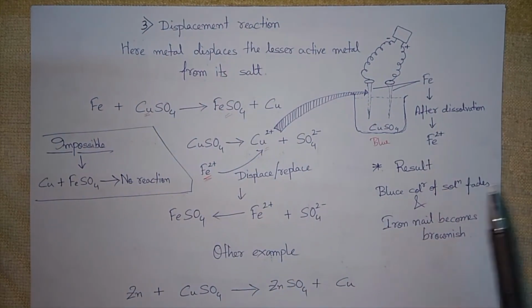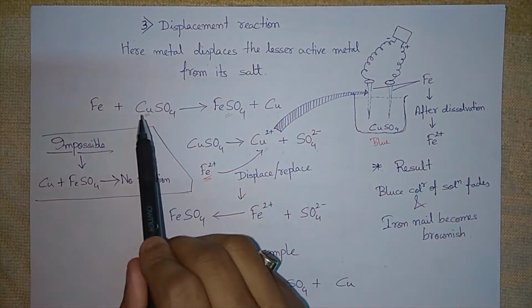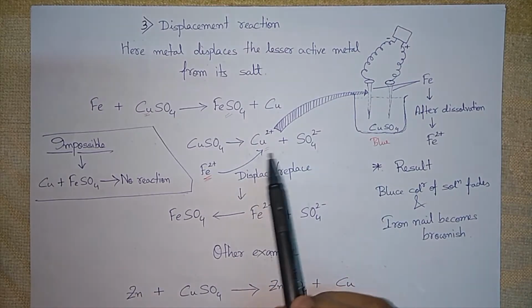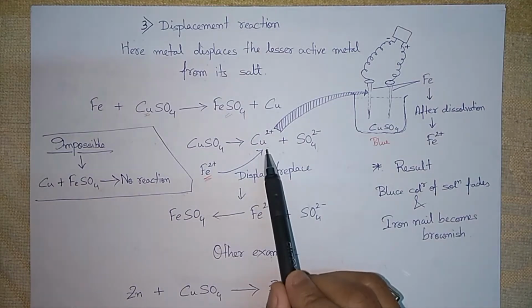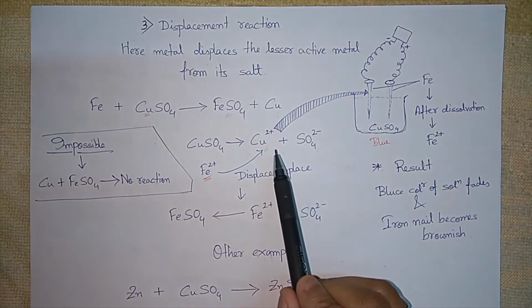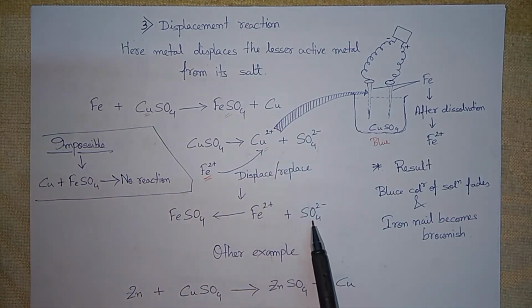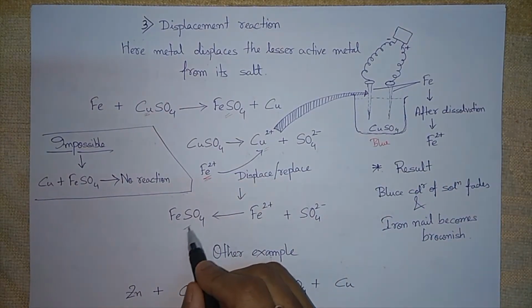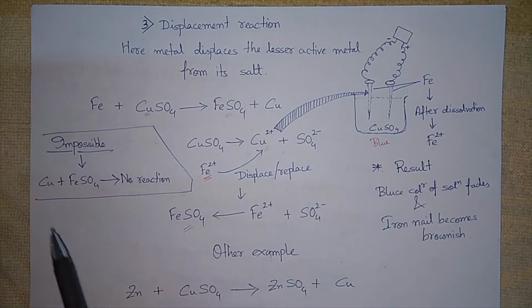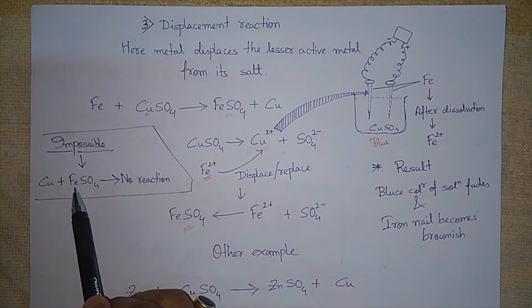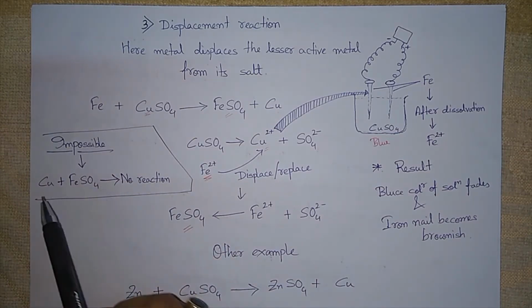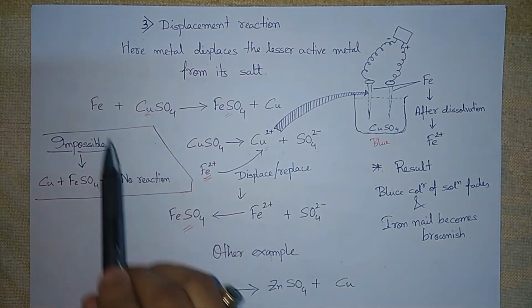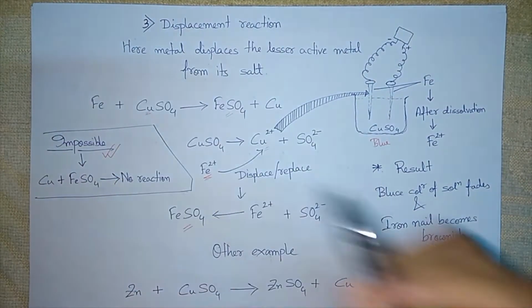positive ion or cation. As I have already told you, Fe2+ is more active than Cu2+, so it has the ability to displace Cu2+, and it will displace Cu2+ and react with the SO4 2-, which was already present, and forms a new solution FeSO4. But Cu cannot displace Fe, that means copper cannot displace Fe because Cu is less active. That's why the reverse reaction is not possible.